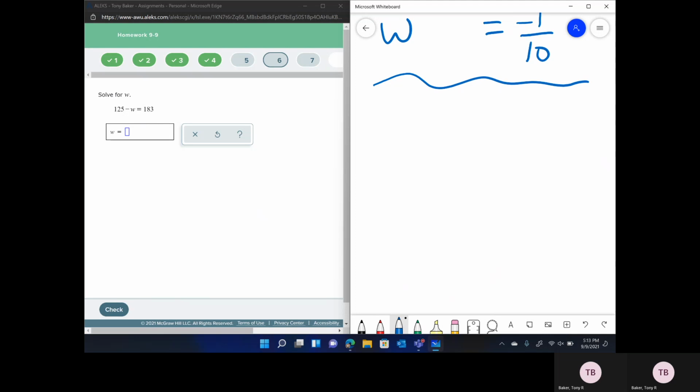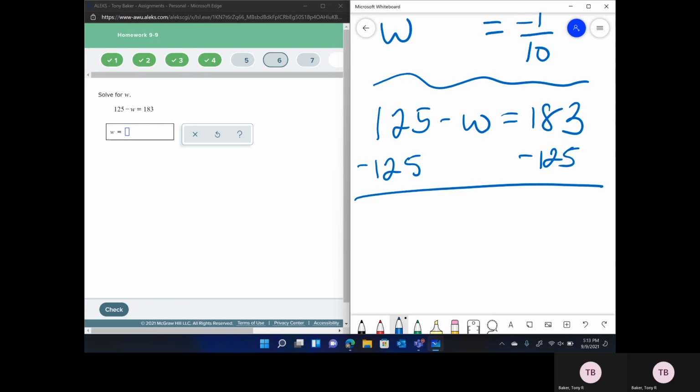All right, they actually show you this one differently in the actual explanation. But we're going to do it the same way. What am I going to get rid of? I'm going to get rid of the 125. So I'm going to subtract 125 from both sides. So I get negative w. 50 is 75, plus 5 is 80, plus 3 is 83. So we've got 58.